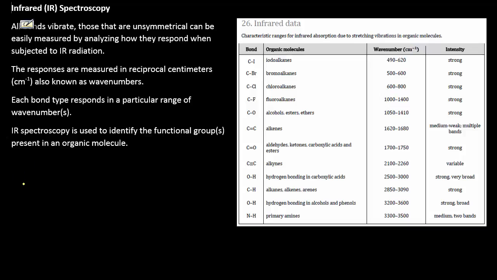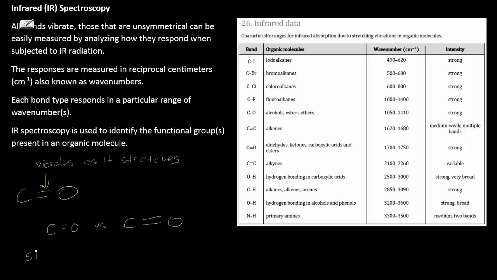We know that everything in the universe vibrates, and molecular vibration occurs in the infrared or IR region of the electromagnetic spectrum. So we can use an infrared spectrometer to measure the vibrations that occur in a particular molecule. The responses are measured in a unit called reciprocal centimeters, which we commonly know as wave numbers. And each different type of bond, as you can see from the chart on the right, has its own characteristic range of wave numbers where it will vibrate.